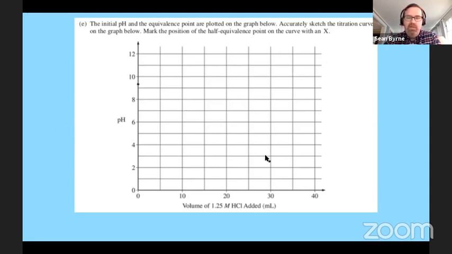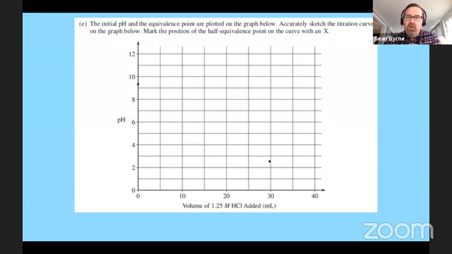Because with 2 points right here, if we just drew a straight line, I suppose that's one way a student might go about this. You see 2 points and you just try to connect them. But certainly when we fill in the half equivalence point, we would understand that we are not looking for a straight line here.